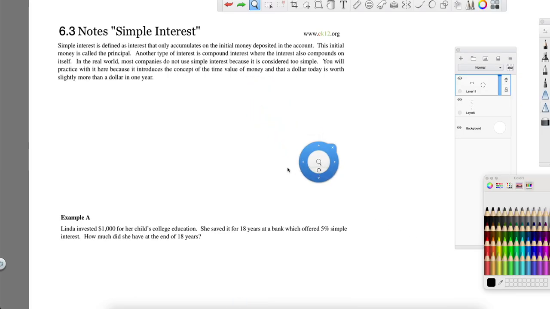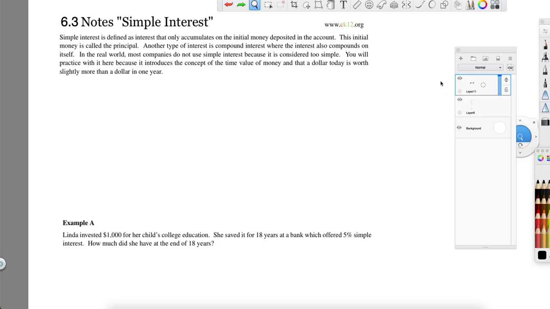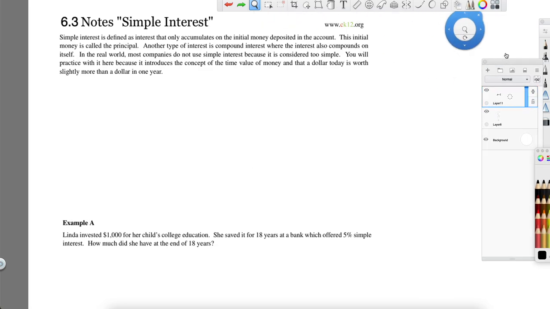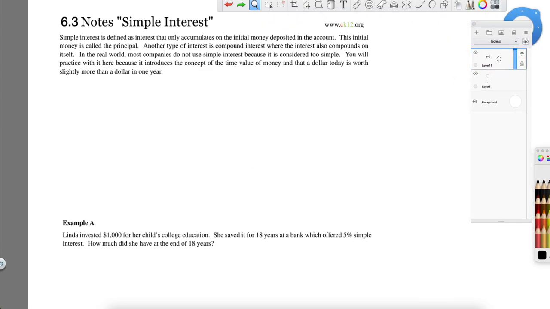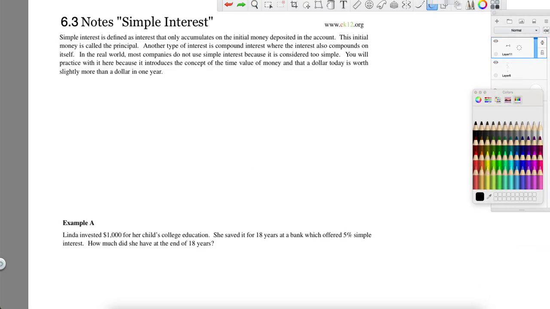In this section, we're going to look at simple interest and build this up to something a little bit more in line with what we've been looking at with exponential functions and compound interest in the next section. So we'll start off defining some things here, and we'll do some examples and some problems.